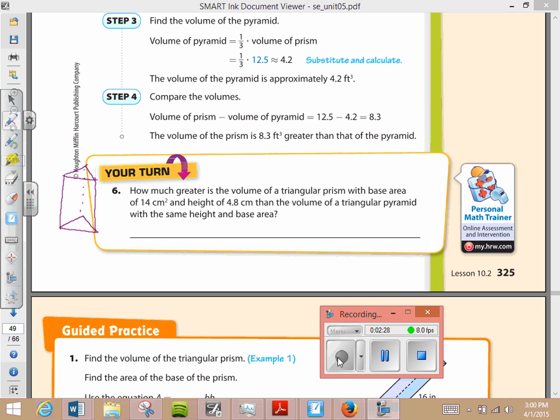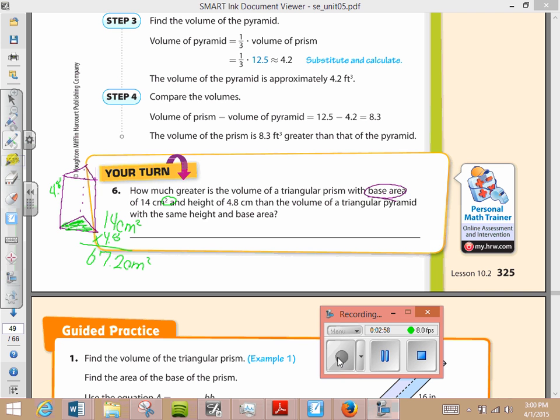They already gave you the area. The base area is, meaning all of this, which is the area, that's 14 centimeters already squared. The square should tell you that's the area. You don't have to divide by anything because you already have that measurement. You just do basically what Adriana said: multiply this by the height of 4.8. And what do you get? 67.2 centimeters cubed.